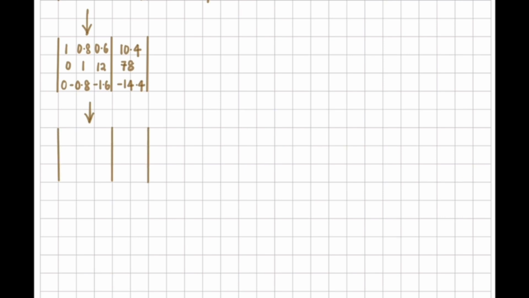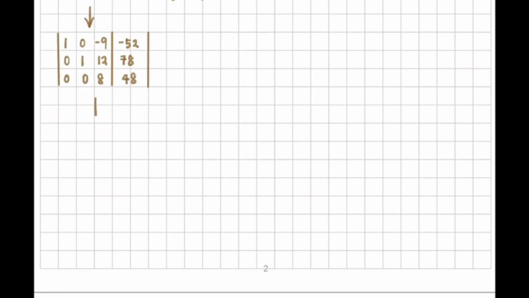As for the next step, we're going to fix the value of the second row. As for the first row, we're going to multiply the second row by 0.8 and then subtract it from the first row. For the third row, we're going to multiply the second row's value by 0.8 and then add it to the third row's value, which is equal to 0, 0, 8 and 48. So for the next step, we're going to divide the third row's value by 8 in order for us to get the value of 0, 0, 1 and 6.